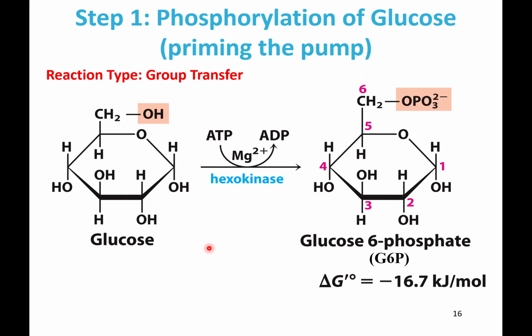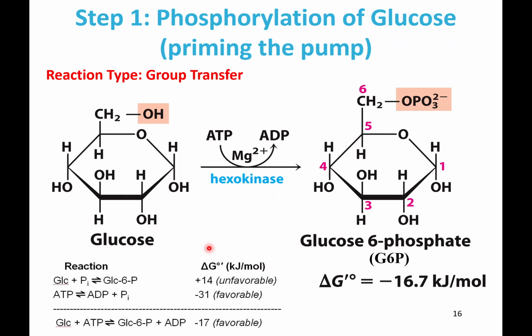So what reaction type is this? If we think about the reaction types we talked about in chapter 13, it's a group transfer. You're transferring a phosphate. And the reaction itself, if you just look at the reaction, glucose plus inorganic phosphate going to glucose 6-phosphate, that has a very positive delta G value, which would be unfavorable, but you're coupling it to the hydrolysis of ATP, which is a very negative delta G. And so this reaction, by coupling those, becomes favorable.